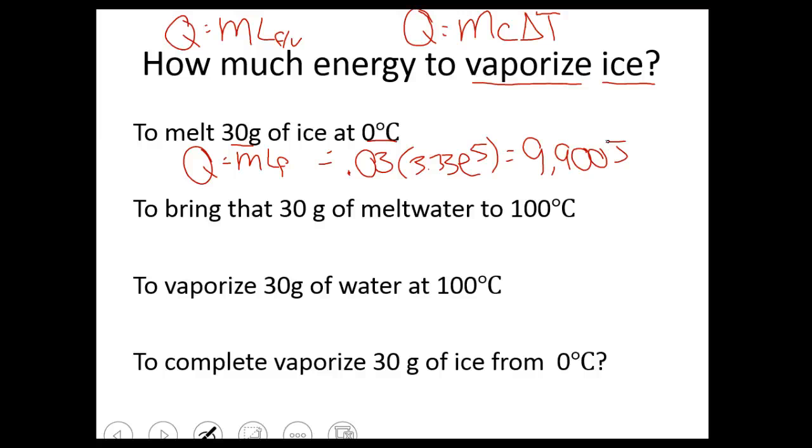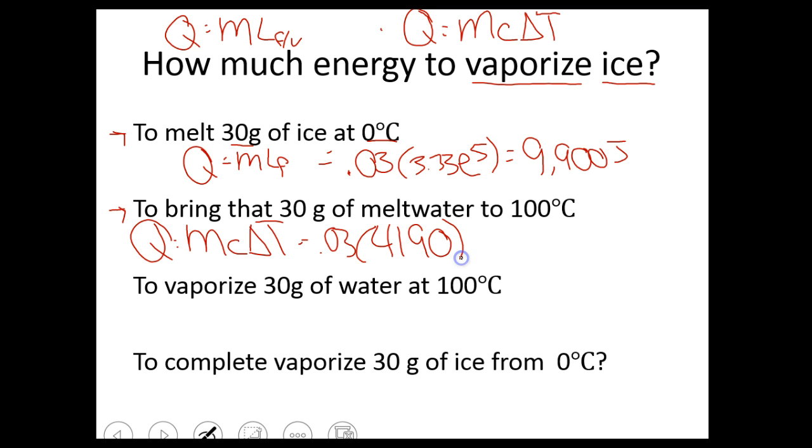So then we're going to have to apply some energy to bring that 30 grams of melt water to 100 degrees Celsius. And so we're looking at using this formula. So we'll do Q is equal to MC delta T. And it's still 30 grams of water. But now we're going to use the specific heat of liquid water, 4190. And then we're going to be raising it by 100 degrees Celsius. So our delta T is 100 degrees Celsius. And once we multiply all of that out, we'll find that that process takes about 12,000 joules of energy.